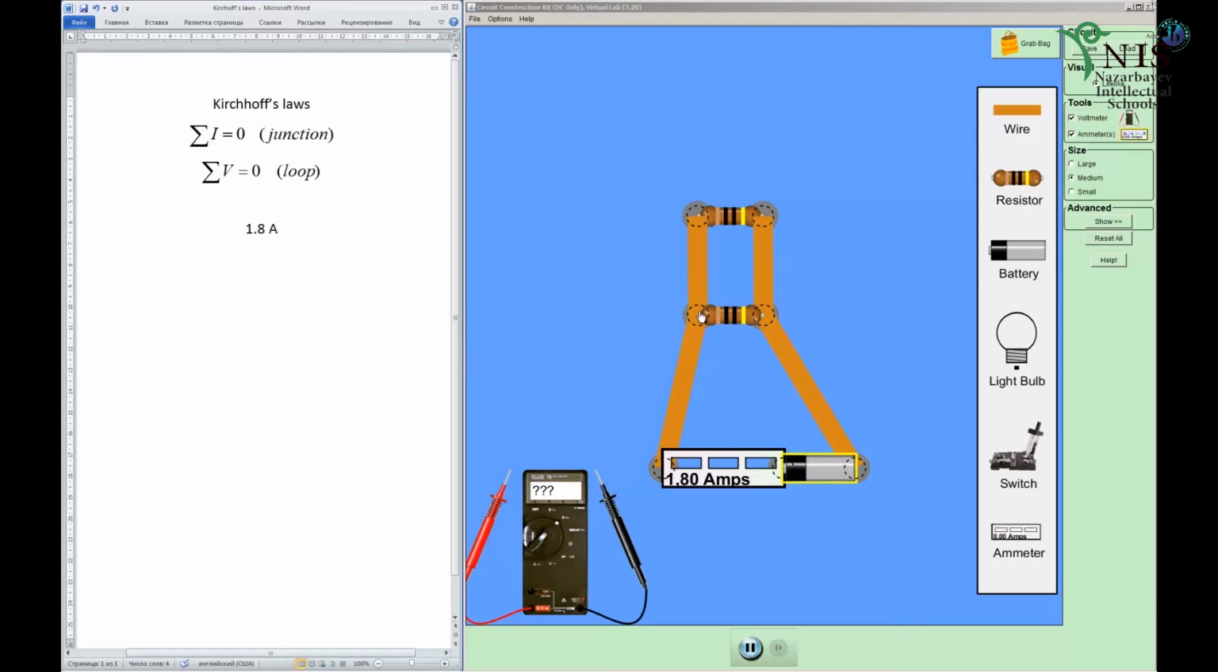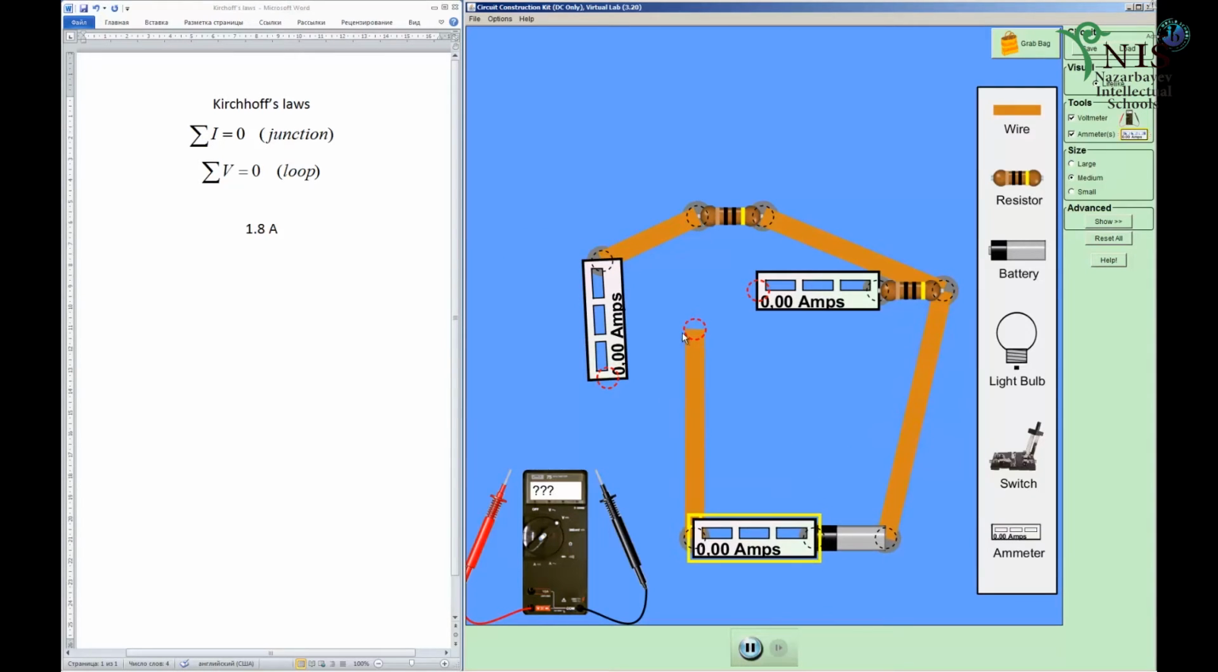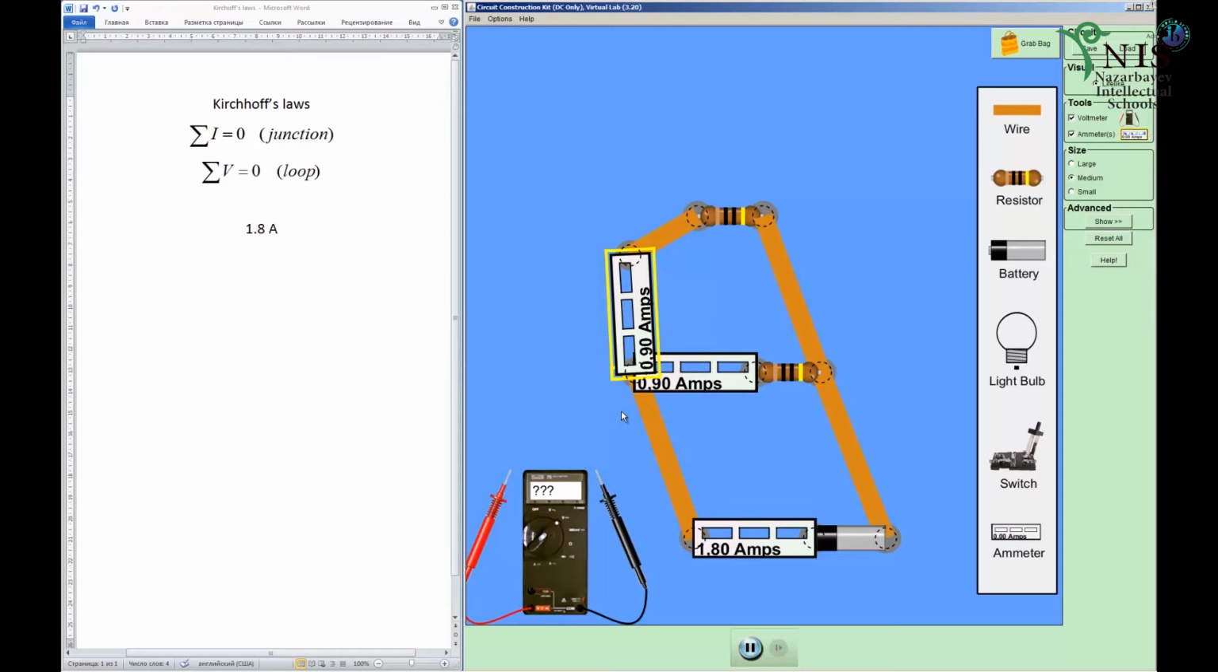Therefore, I need 2 more ammeters here. So 1 ammeter here, and 1 more ammeter here. Now I can read the meter. So because it's positive terminal, current is flowing from positive to negative terminal of battery. So current coming into this junction is 1.8, that's why it's positive.